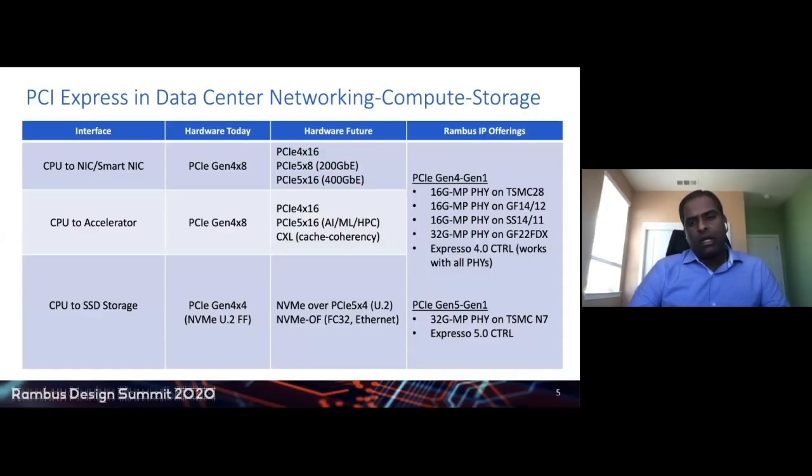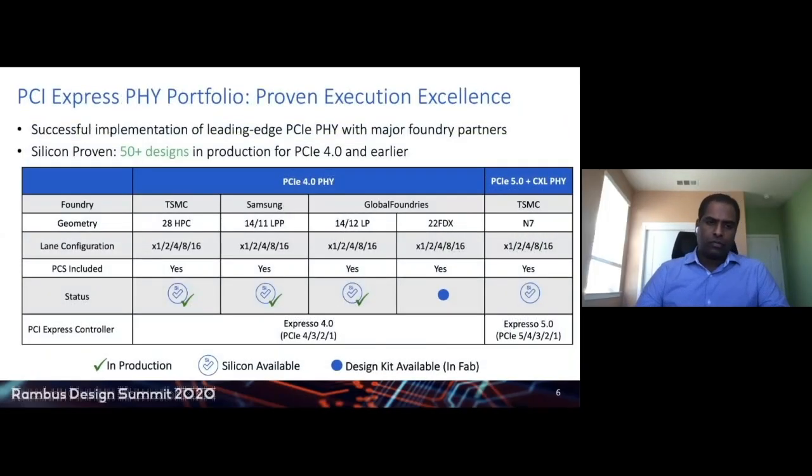Rambus offers various PCIe PHYs in different process nodes and across foundries. And we do offer a controller. The controller is a soft macro. It is process agnostic. Our PHYs are in production with 50 plus customers up to Gen 4 speeds and lower speeds.